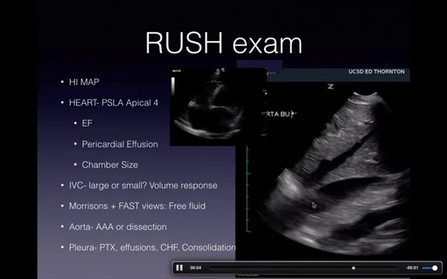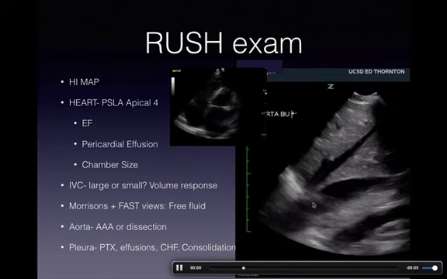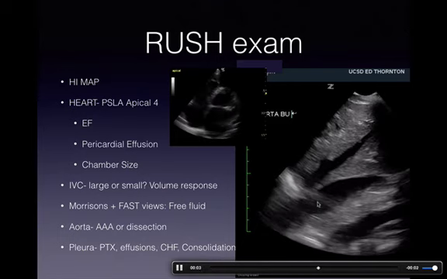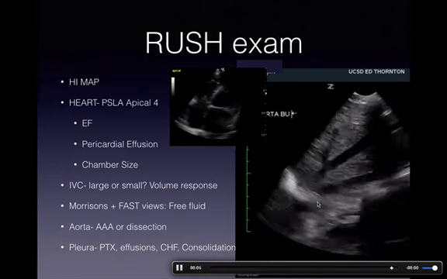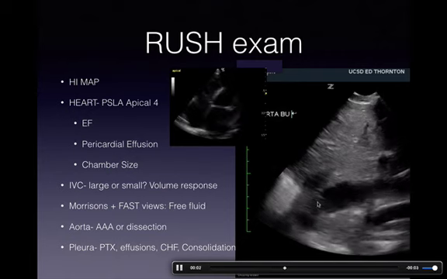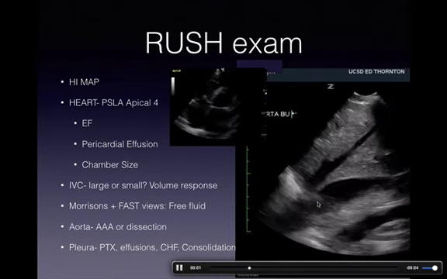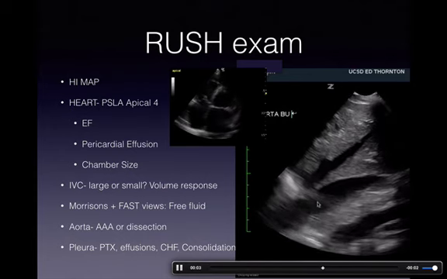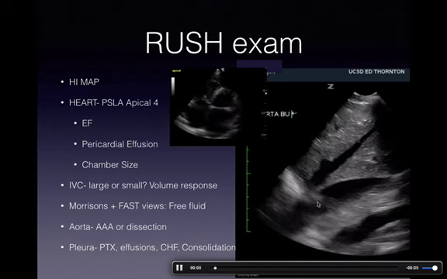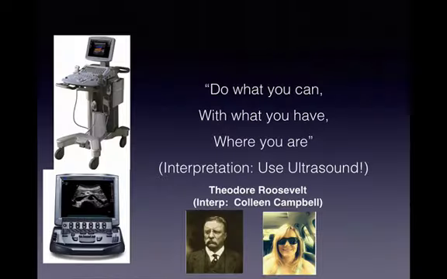Next, we're going to look at the Morrison's pouch in FAST views and look for free fluid. We will look at the aorta for AAA or dissection. And then finally, we're going to look at the pleura for pneumothorax, effusions, CHF, or consolidation. Even though my lecture was much longer than 2 minutes, you can complete this exam in 2 minutes.